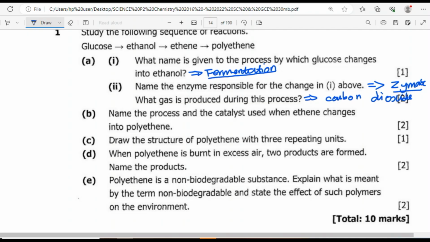Name the process and the catalyst used when ethene changes into polyethene. We know that ethene will act as a monomer. Then if ethene is a monomer, polyethene is a polymer. So the first one is to name the process. How do we convert ethene into polyethene? This is by addition polymerization.